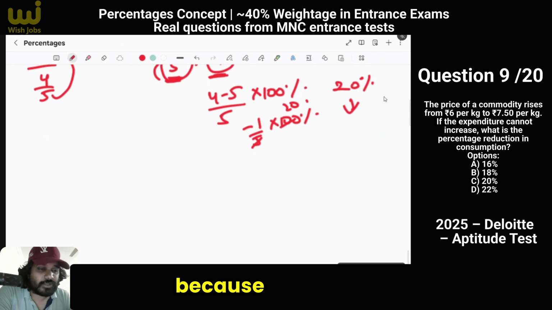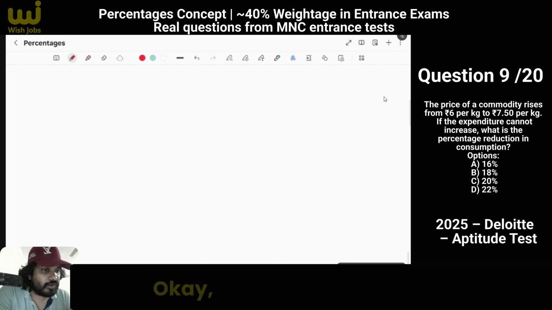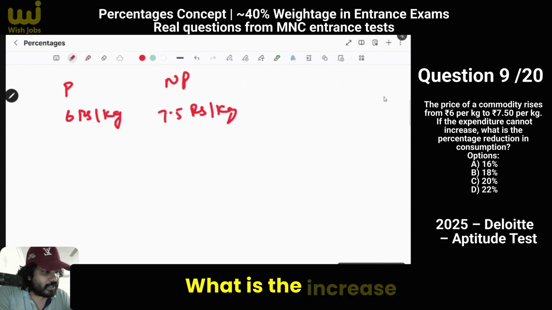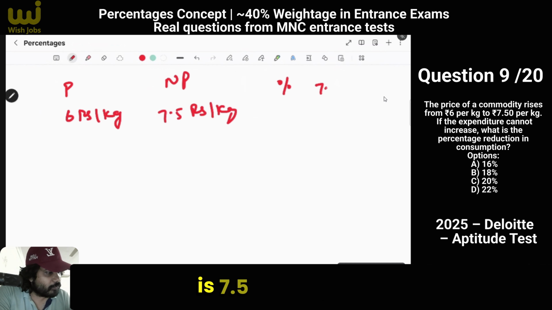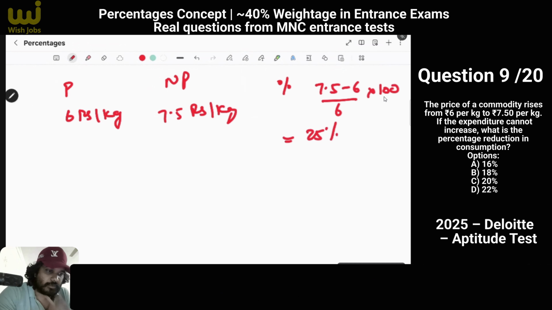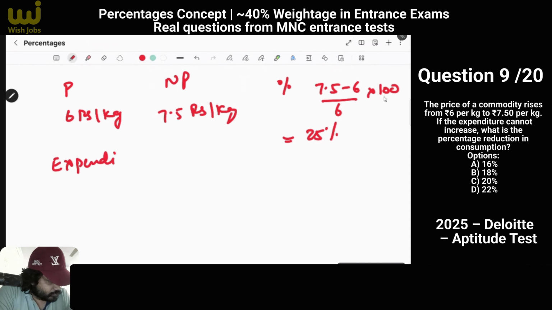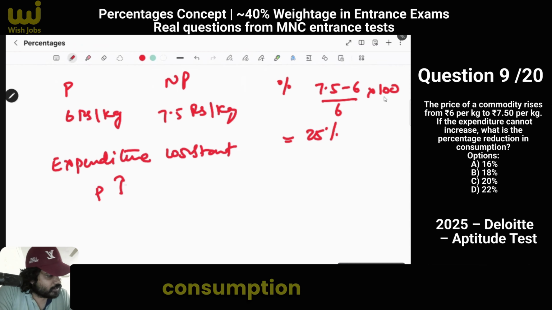You just need to understand, because there are 2-3 statements here. Okay, so first, the price is 6 rupees per kg, new price is 7.5 rupees per kg. What is the increase percentage? Increase percentage is 7.5 minus 6 by 6 into 100%. The price increased by 25%. Okay, so when the expenditure is constant, when price increases, consumption decreases.